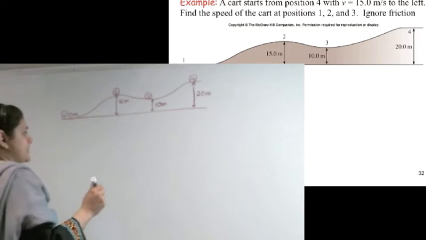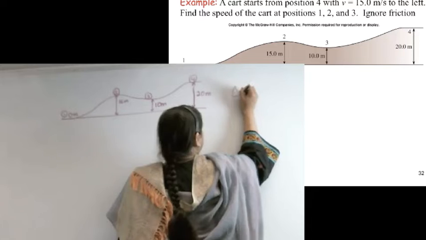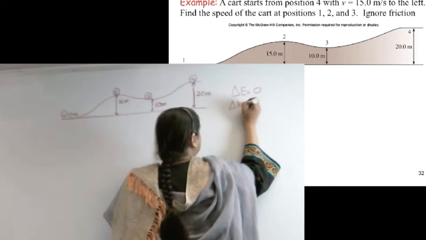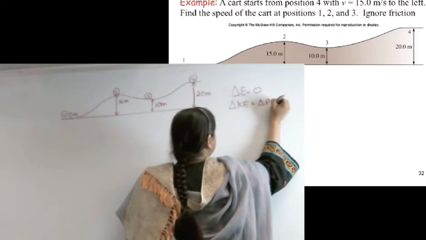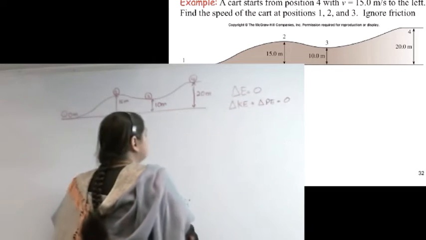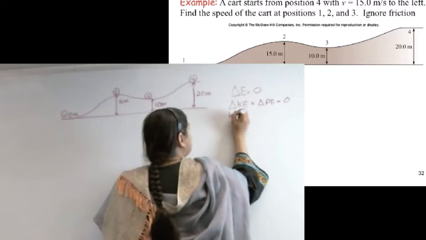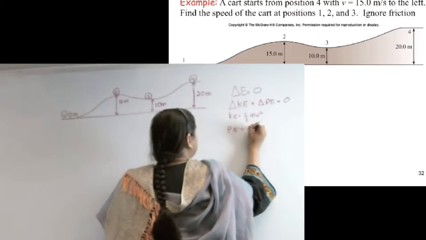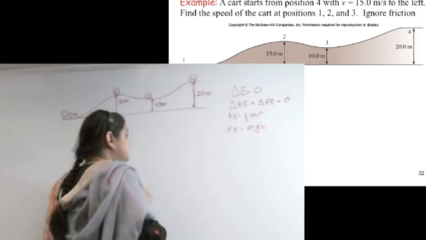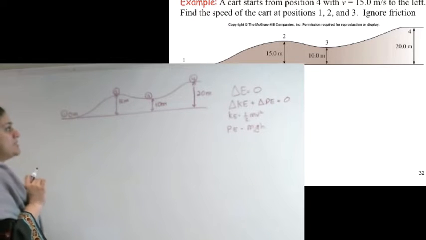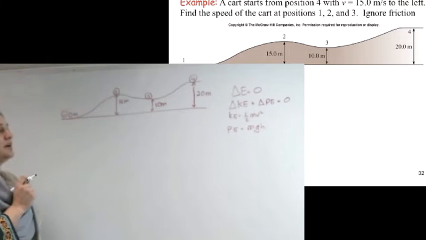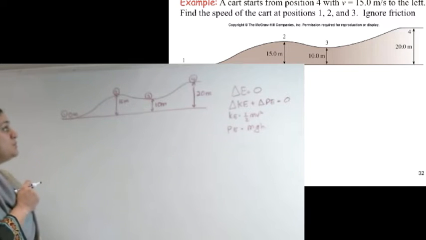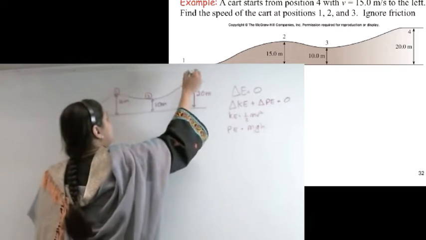I know that there is no friction. So that basically means delta E will equal 0. And delta E, I know, is the sum of kinetic plus potential equals 0. Kinetic energy is always given by 1/2 mv squared, and potential energy is always given by mgh. Okay, so this is the information that I know to begin with.